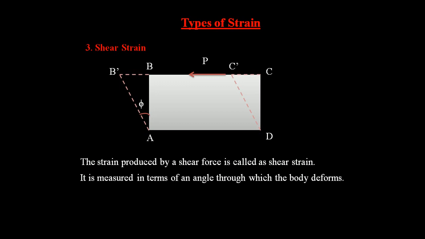So from the figure here, from the right angle triangle, if you consider A B B dash, tan phi is equal to, we can write it as B B dash by AB.